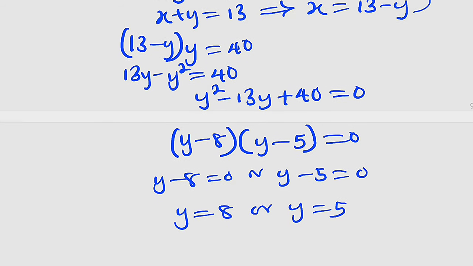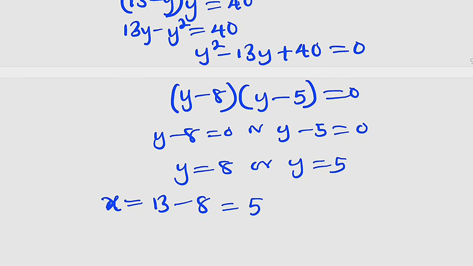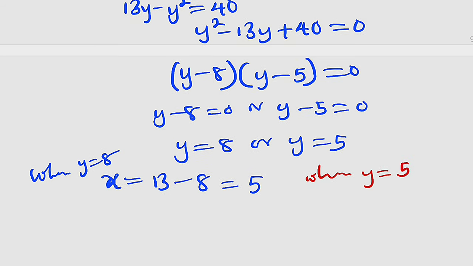13 minus y. So you have x equal to 13 minus the first y, which is 8, which is going to give us 5, right? So this is when y is equal to 8, and when y is equal to 5, because we have two values, x will be equal to 13 minus 5, which is equal to 8.